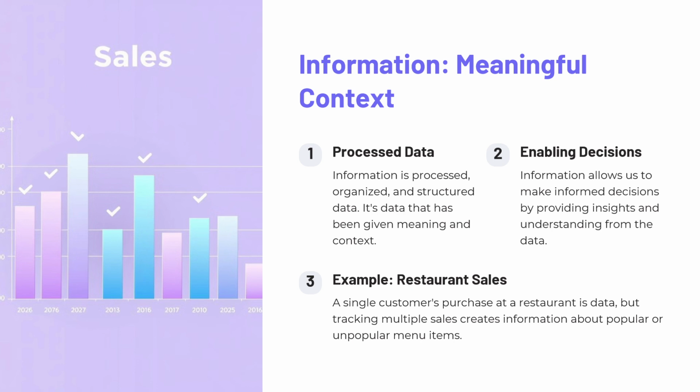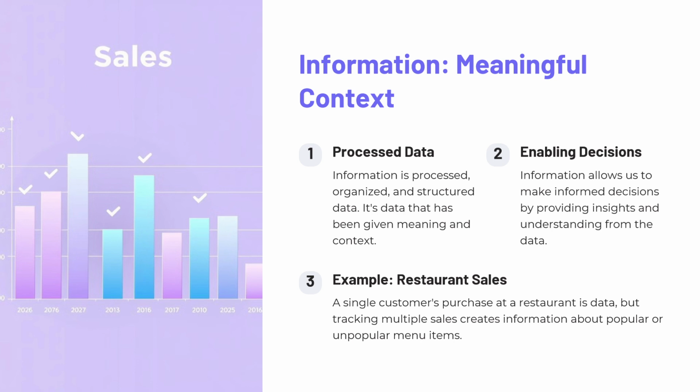Whereas information is always meaningful context, or you can say that when we transform raw data into meaningful context, that will become the information. So information is always in processed form, it is always in organized and structured form, so it has some meaning. That's why we can extract the useful insights from the data, and this will help you to provide the informed decisions.